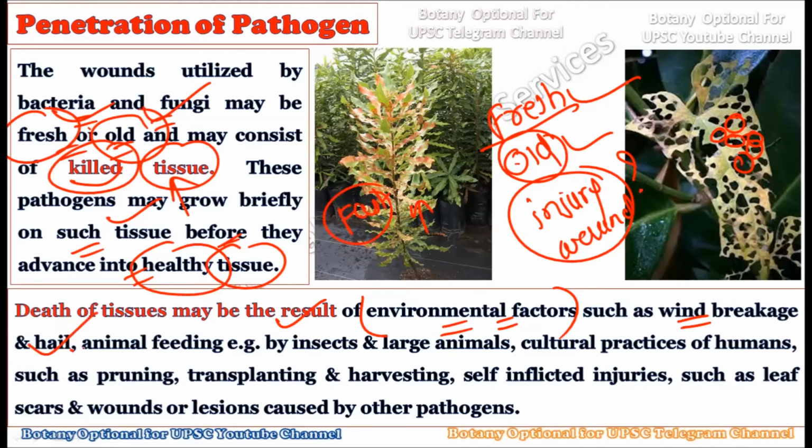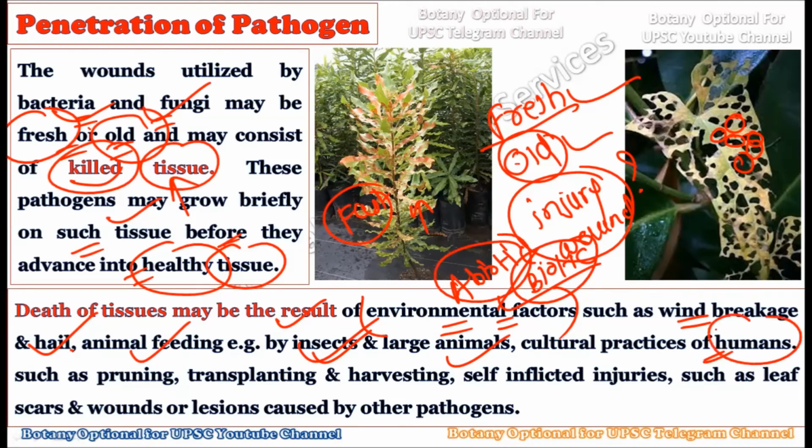Then in a hail condition as well, many plants get injured. Then there is animal feeding, which is responsible for creation of dead tissue, that is, the insects and the large animals. Typically herbivores are dependent on the plants, and once they consume the plant, they leave the plant injured. So environmental factors plus biotic factors, that is, the abiotic factors as well as the biotic factors, are both involved in injuring the plant and creating dead tissue within the plant body.